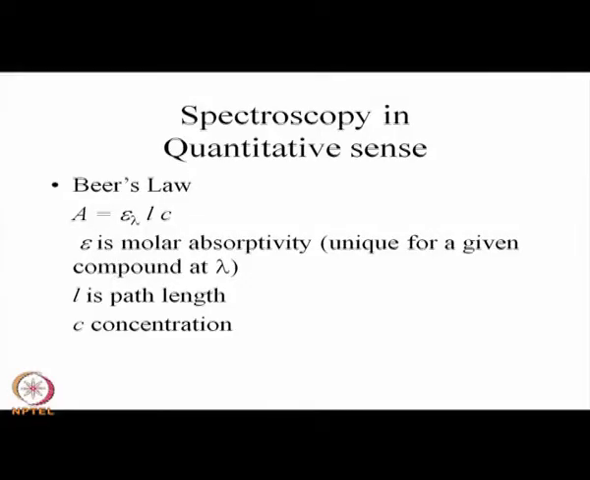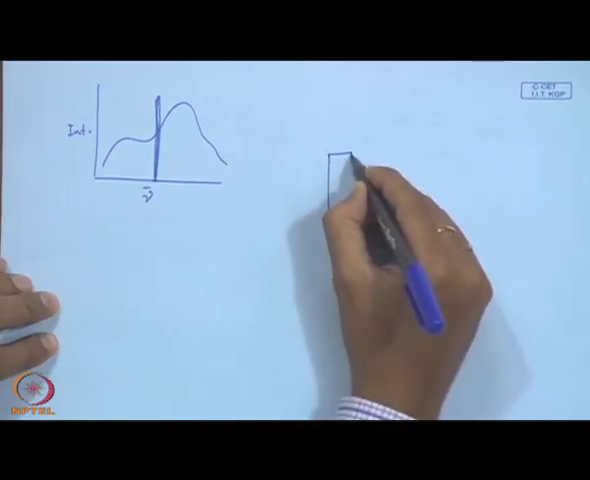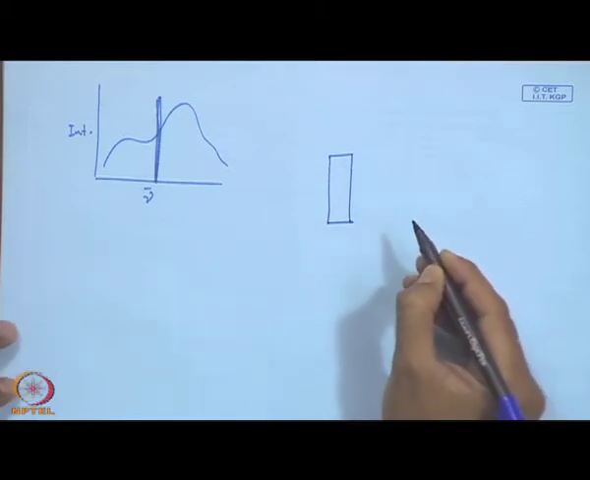As I told you, those frequencies are either missing or diminished in intensity or amount. So how to quantify that? That we have to think about. That is why you use one law which is called Beer's law. Beer's law is basically, if you think of some light-absorbing system, then what happens?